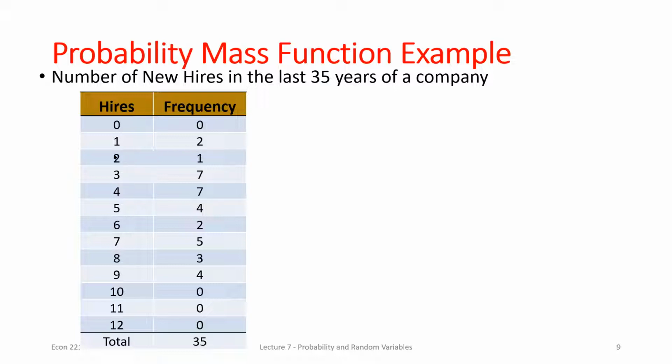They only hired exactly 2 people in 1 year, but there were 7 years in which they hired exactly 3 people, right? And so on and so forth. Okay? So I have 35 years of data. So if I want to turn these frequencies into probabilities, what's one thing I could do?